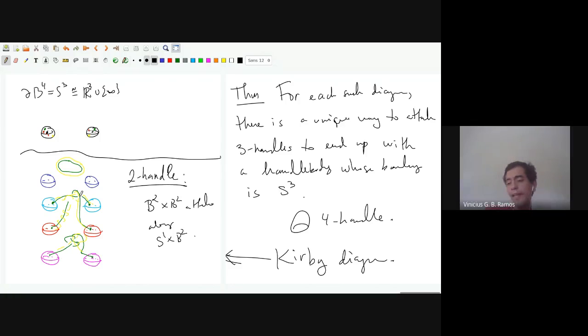And you can actually do more. Like this is something very, very interesting. Actually, if you're given a diagram, you can actually cancel all of the 1 handles and end up with a diagram with only 2 handles. Yeah. So that's another thing, like that's another stepping stone of low-dimensional topology. Ok.